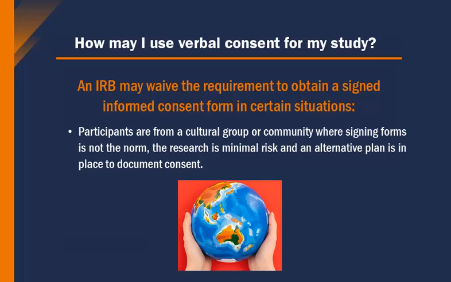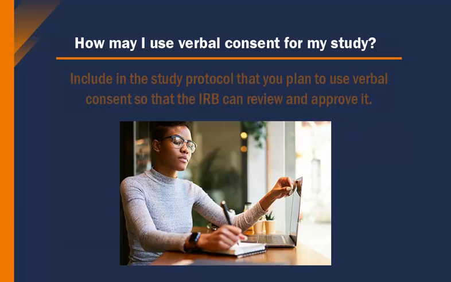For these types of studies, the research procedure should be minimal risk and an alternative plan should be in place to document consent. So if you'd like to use verbal consent for your study, the first thing you want to do is to include in your study protocol that you plan to use verbal consent. That way, the IRB can review your plan and approve it.